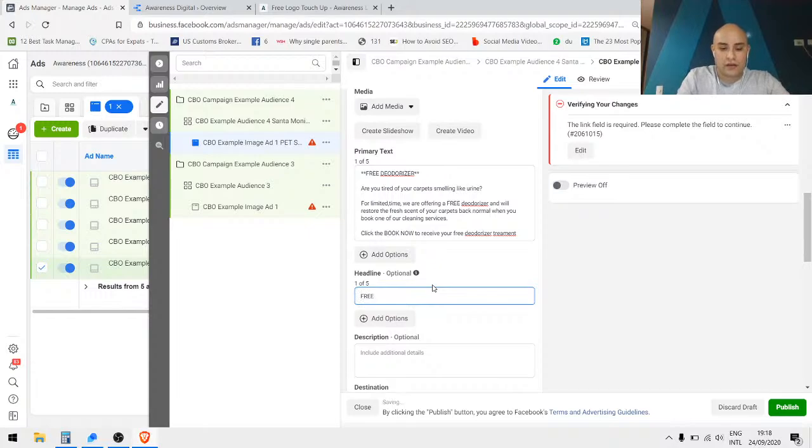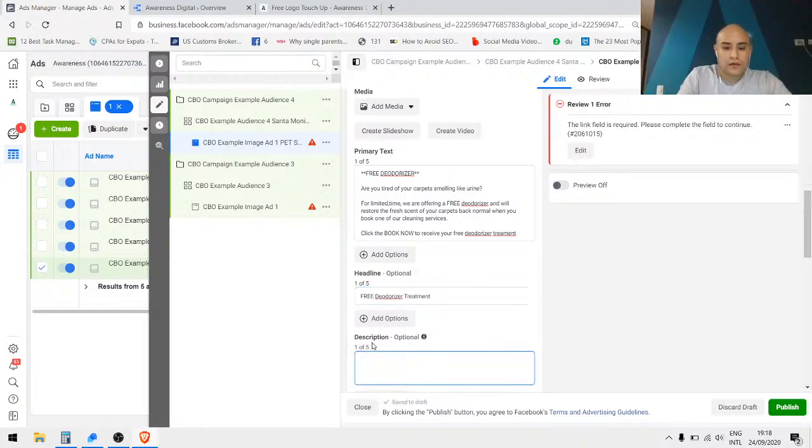So, free deodorizer treatment. Click book online to receive your free deodorizer treatment. That's it. A lot of folks will be like, oh, it's so repetitive and blah, blah, but you guys saw what we were running. We're running that right now for one of our campaigns. 18 freaking leads generated. Because it's simple, people aren't confused, the direct offer's there, boom.